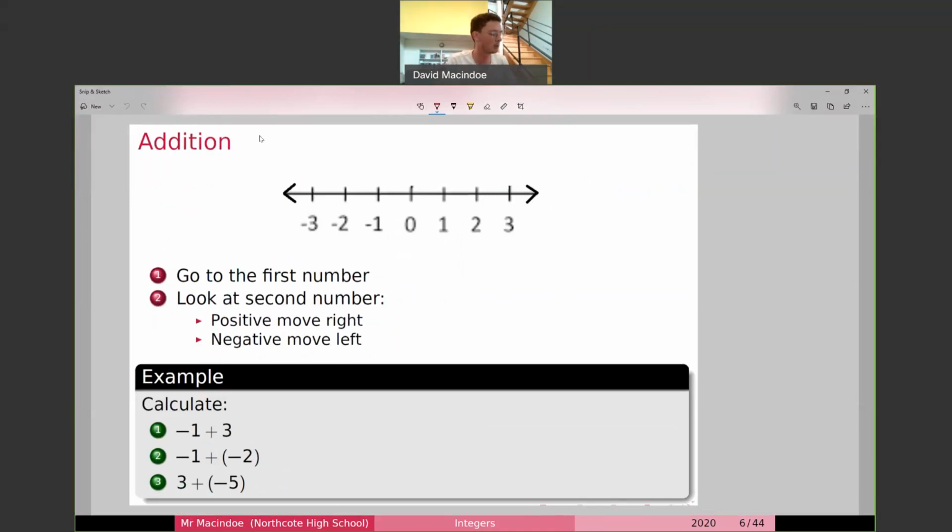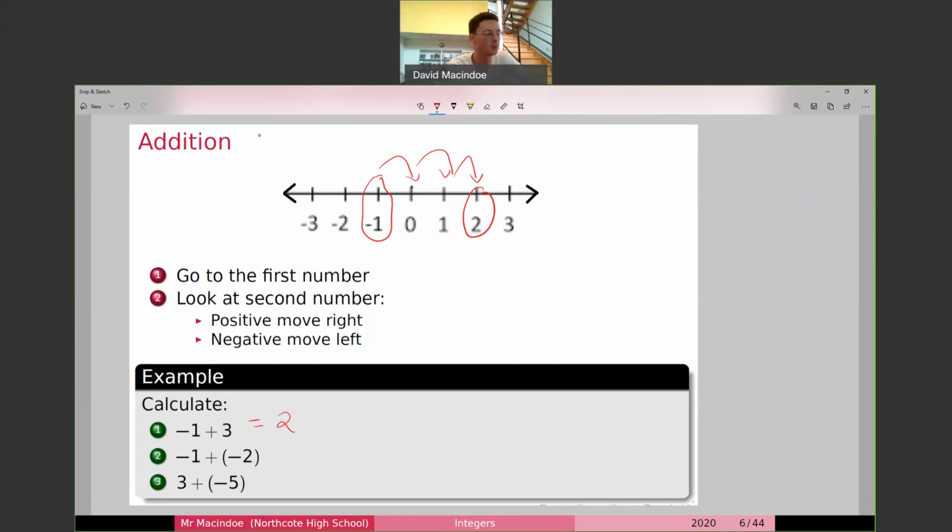Our first one is -1 plus 3. So we've got a negative number plus a positive number. What we do, as we see here, is first go to the first number. So we're starting here on -1. And then we look at the second number. What we've got here is a positive number. And for positive numbers, we move right. We're adding a positive number, so we're moving to the right, and we're moving right 3. So 1, 2, 3, and we end up here. So our final answer is positive 2.